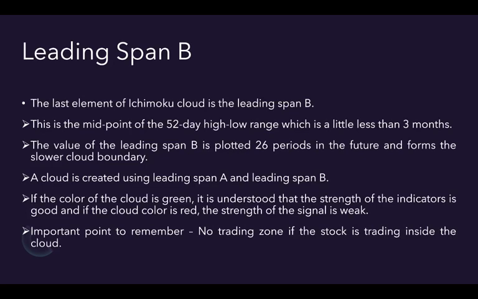So indicators are something which we analyze and identify using the above three lines which we discussed, right? And if those indicators are supported by a green cloud, that strengthens our analysis of the indicators. Similarly, if the color of the cloud is red, the strength of the signal is weak, right?